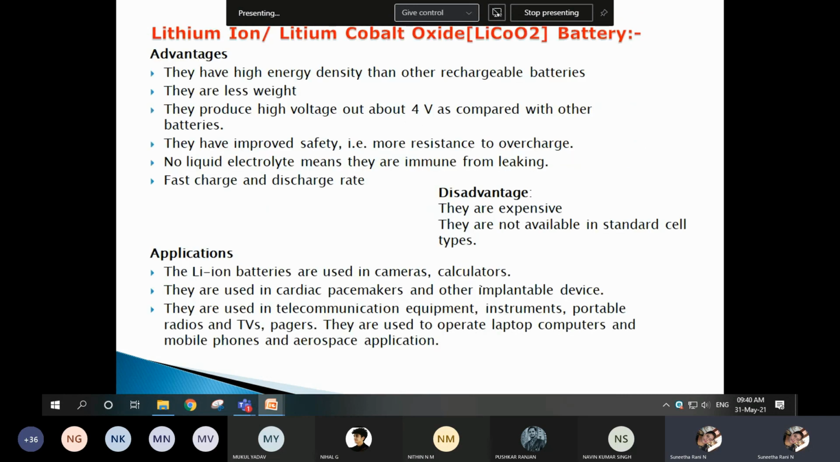What are its advantages? It has a high energy density compared to other rechargeable batteries. It has less weight and it has a high voltage. It liberates around 4 volts. It also has improved safety, resistance, fast charge and discharge rate.